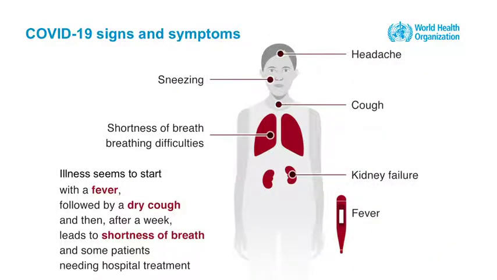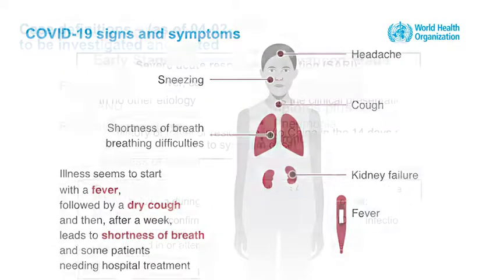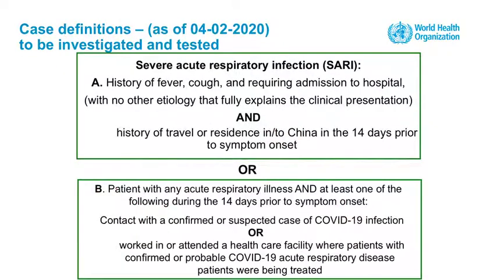What are the signs and symptoms of illness? So far, we know that the illness seems to start with a fever, followed by a cough, and then followed by shortness of breath, and some other respiratory symptoms like runny nose, weakness or malaise, nausea, vomiting, diarrhea, or headaches. Some patients also advance to other stages of illness, where they develop pneumonia, bronchitis, sepsis, and can even lead to death. What are the case definitions so far?